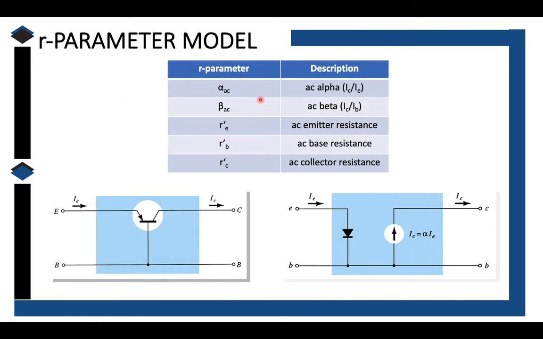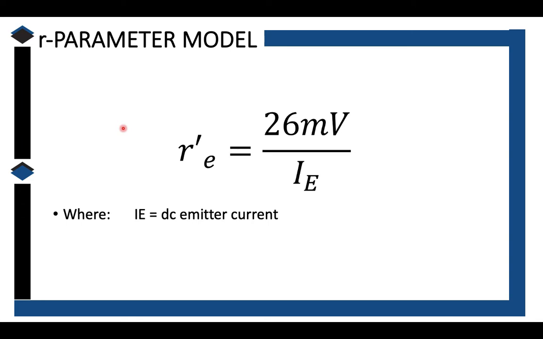So, these are the R parameters. You have the alpha, the beta, the R prime E, the R prime B, and the R prime C. Pinakaginagamit lang po si beta at si R prime E. So, si R prime E, yung AC emitter resistance, is just 26 millivolts all over IE. Si IE po na ito ay makukuha natin kapag nag-solve tayo ng DC analysis. Kaya sinasabi na si R parameter ay masyadong sensitive sa DC levels. It is due to the fact na ito ay manggagaling sa DC analysis po natin. 26 millivolts, this is the thermal voltage lang po. Sa mga lumang version ng libro, this is equal to 25 millivolts.